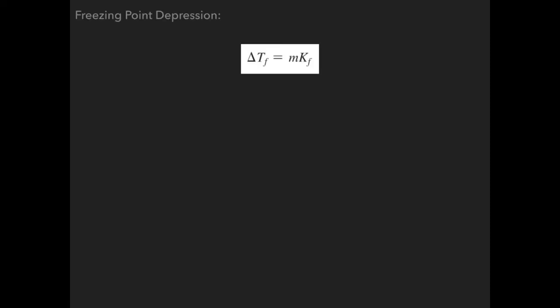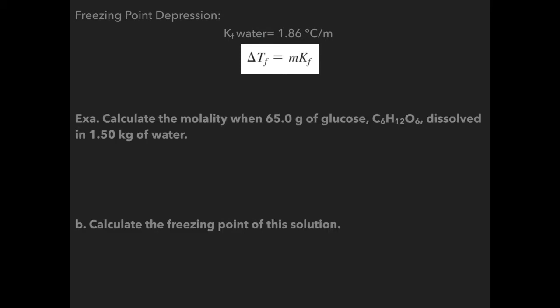Okay? So let's look at the formula for determining exactly how much it changes the temperature. Your delta TF, which represents the change in freezing temperature, equals your molality times your Kf, which is going to be a constant. The Kf for water is 1.86. So all you need to do for this problem, for part A, it asks you to calculate the molality, because that's the m in that equation. So I'm going to do that.